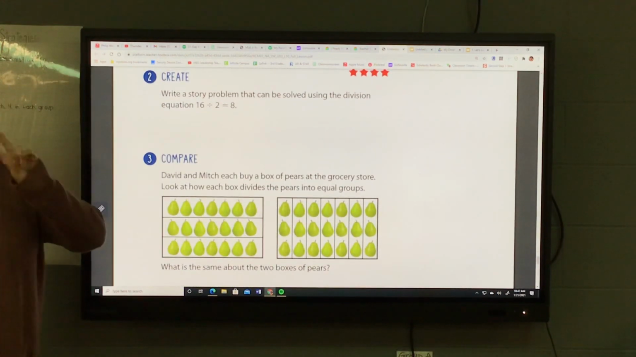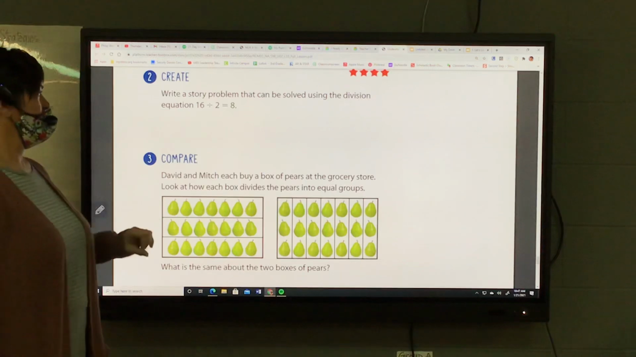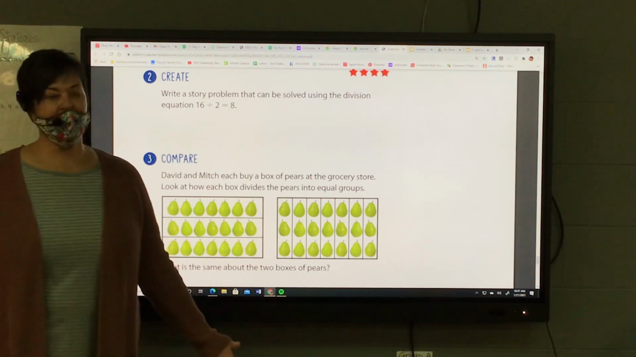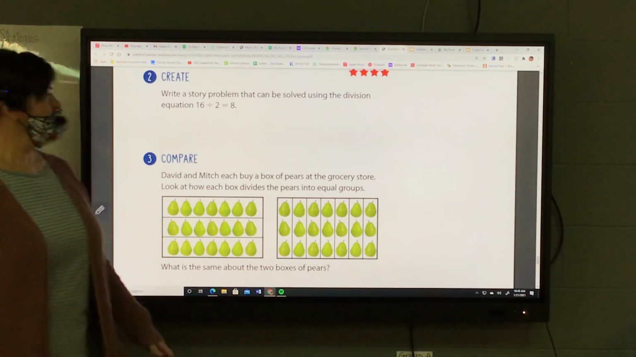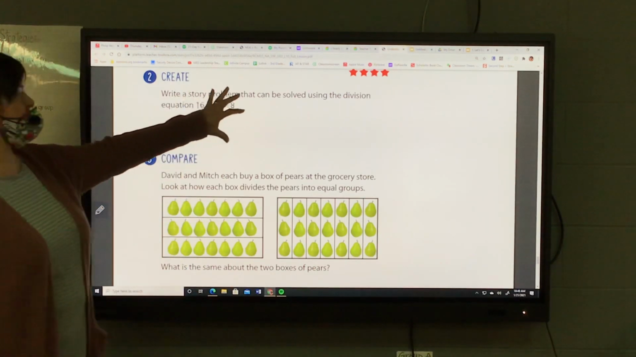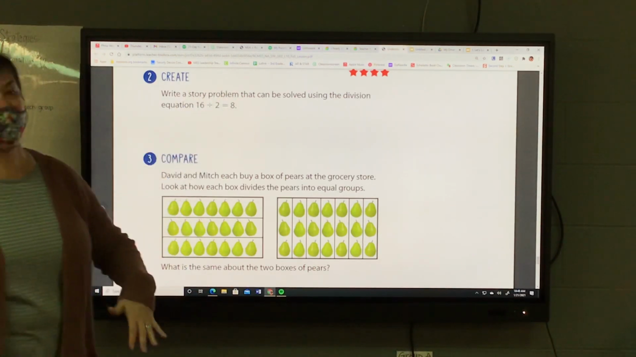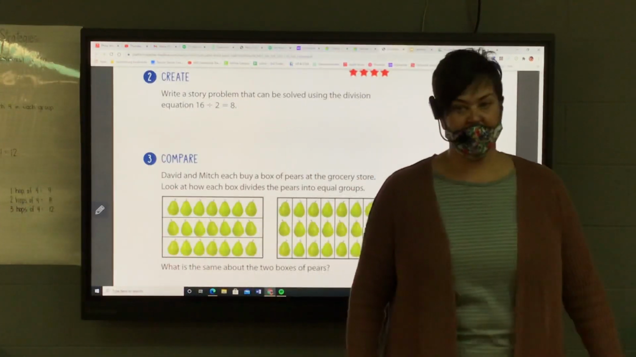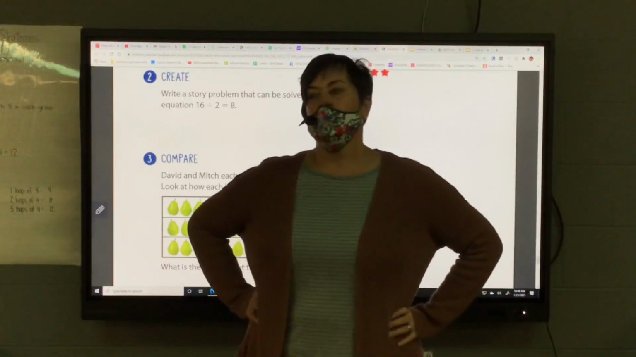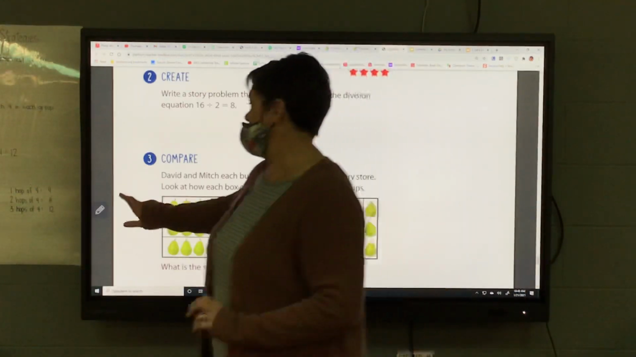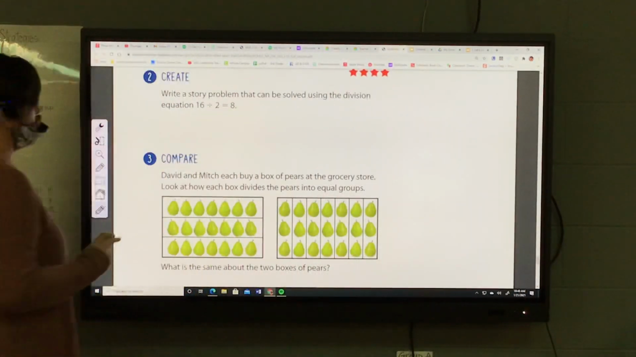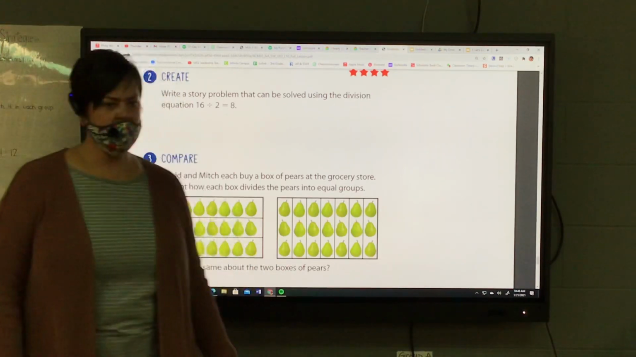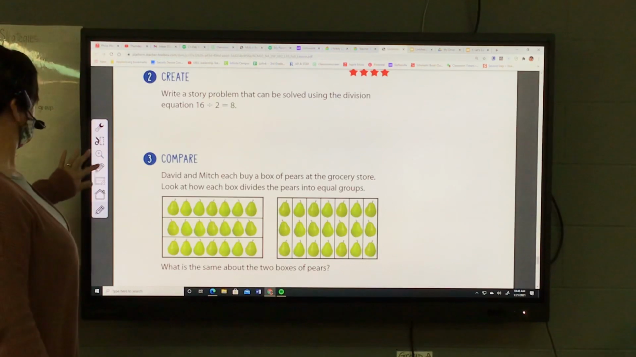Let's jump down to 2. We have to write a story problem, a word problem. But it's not hard, friends. We're going to use the division equation. 16 divided by 2 equals 8. Now, let's make our division word problem about Ivan. Okay, let's use him.